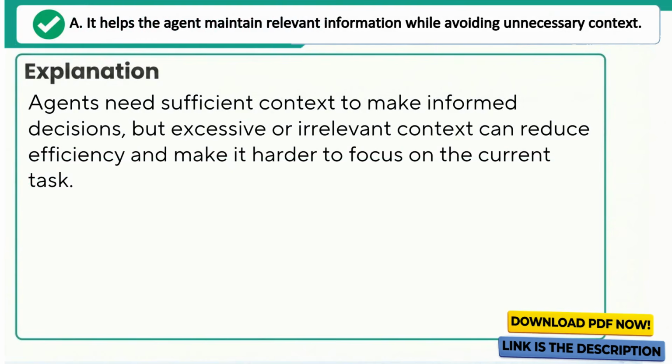Correct answer. A. It helps the agent maintain relevant information while avoiding unnecessary context. Explanation. Agents need sufficient context to make informed decisions, but excessive or irrelevant context can reduce efficiency and make it harder to focus on the current task.